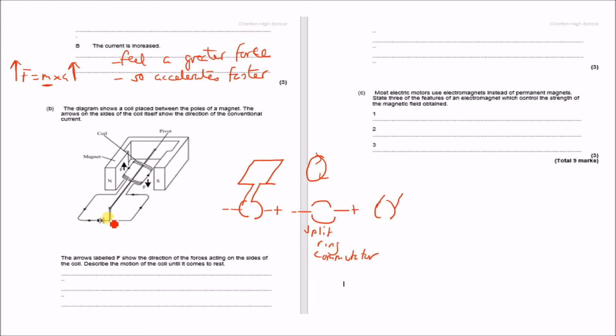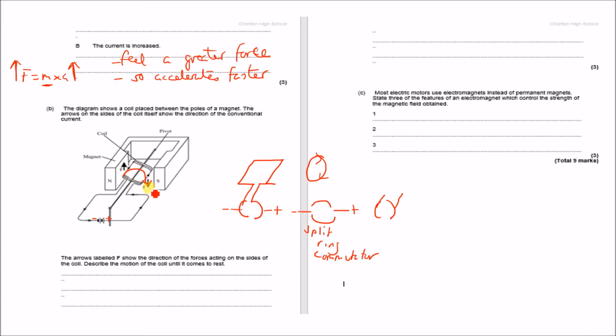Here we have no split ring commutator. So what's going to happen when it starts to spin? The terminal is positive here and negative here. So this is on the positive side, this is on the negative side. So it's going to move down here, and then this side's going to be on the negative. So this side's going to move around to there.